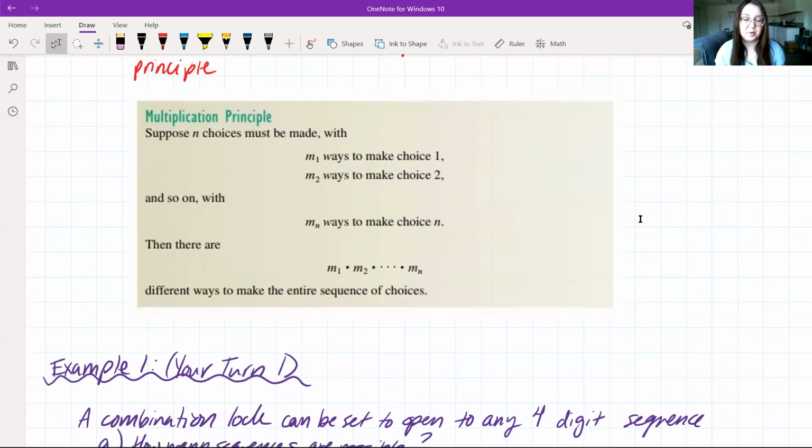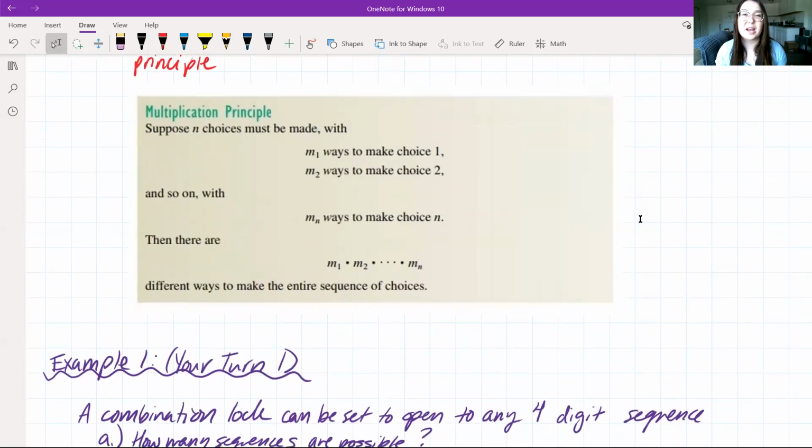For the multiplication principle, suppose that n choices must be made, with m sub 1 ways of making choice 1, m sub 2 ways of making choice 2, and so on, with m sub n ways of making choice n. Then there are m sub 1 times m sub 2, all the way to m sub n, ways. If there were 4 options, we would have m sub 1 times m sub 2 times m sub 3 times m sub 4. n is whatever value is given in your problem. This means there are that many different ways to make an entire sequence of choices.